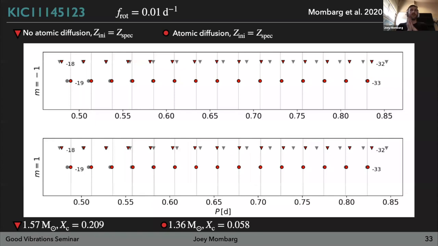And here for another star, you might recognize this from Yoshiki's seminar as well. It's a very slowly rotating star. And in this case, we find that when we turn on atomic diffusion, we get a much better fit on the observed periods of this star. And for this case, we couldn't find a good match when we set the initial metallicity to the solar metallicity. So for this star, it has very, very low metallicity.